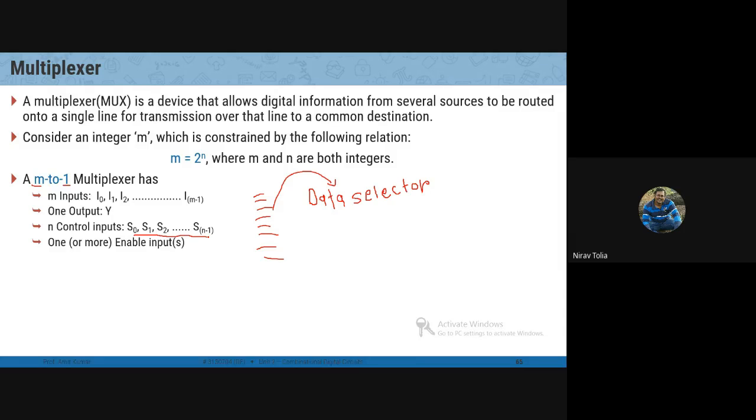We have many inputs, but at a time which input comes to the output is selected by the select lines. So how many select lines do we require? For m number of inputs, we have the equation 2 raised to n, where n indicates the number of select lines.